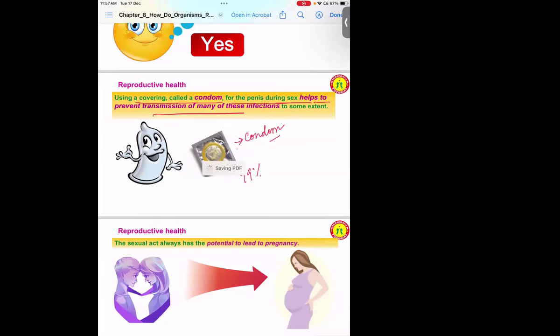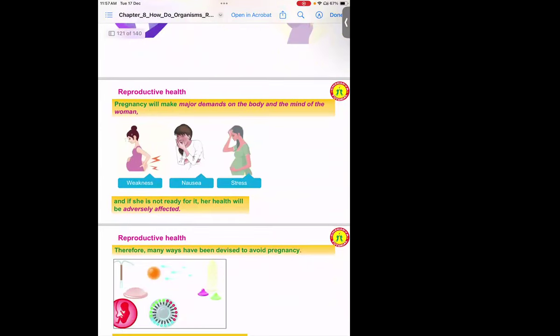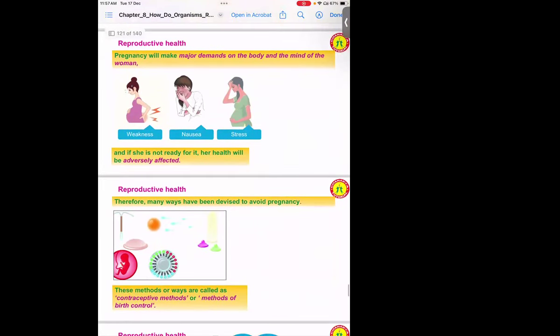Then, the sexual act always has the potential to lead to pregnancy. So if a person is using a healthy method, then definitely the pregnancy can also be healthy. Pregnancy makes major demands on the body and the mind of the woman. During pregnancy there will be different kinds of effects on a female's body, such as weakness, nausea, stress, and changes in emotions. Because of that, sometimes she will not be ready to accept these things, right? So the very important part is that mentally the female should be ready for it.